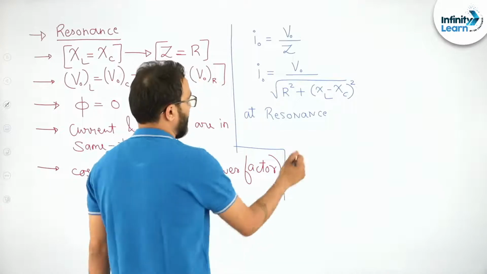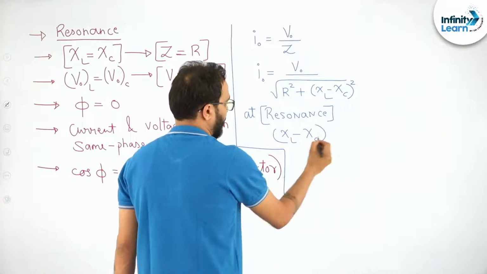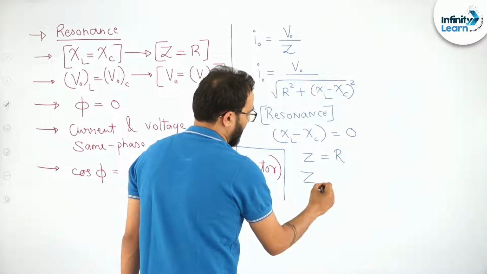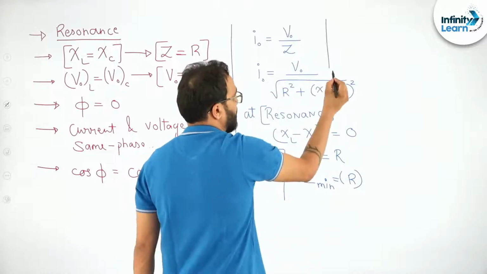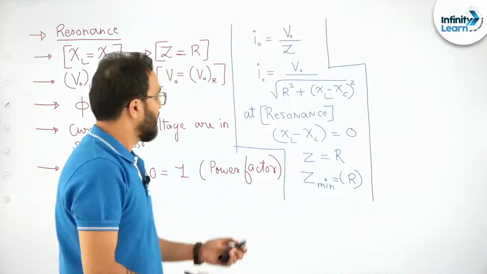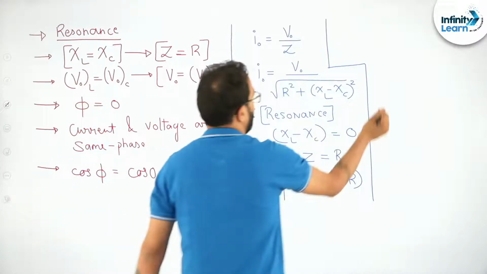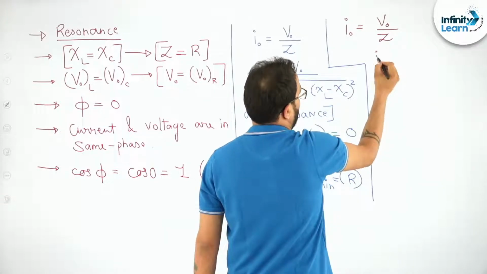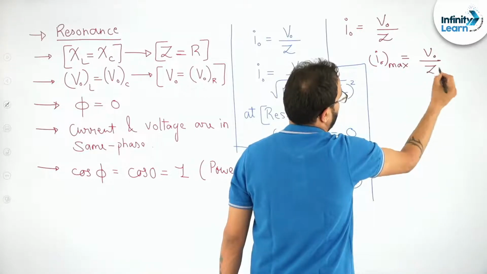So at resonance, XL minus XC becomes 0 and Z becomes equal to R. So Z is at its minimum value, which is equal to R. Can you see that? So Z gets minimized. So at resonance impedance becomes minimum. And if impedance becomes minimum, what will happen to the current? You tell me. You will say, sir, I naught is V naught by Z. So I naught will become maximum if Z becomes minimum.